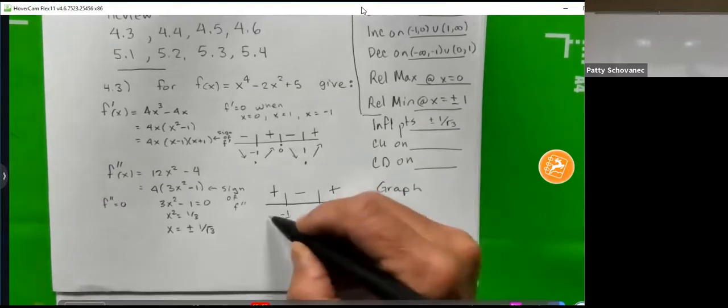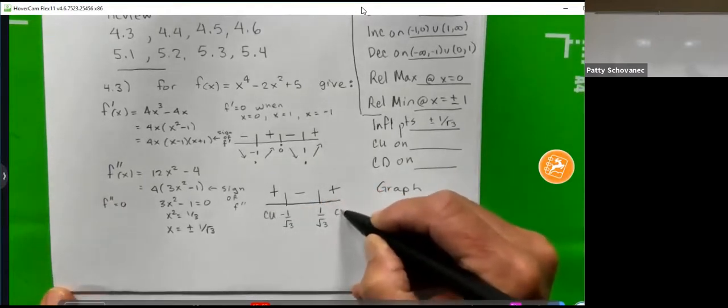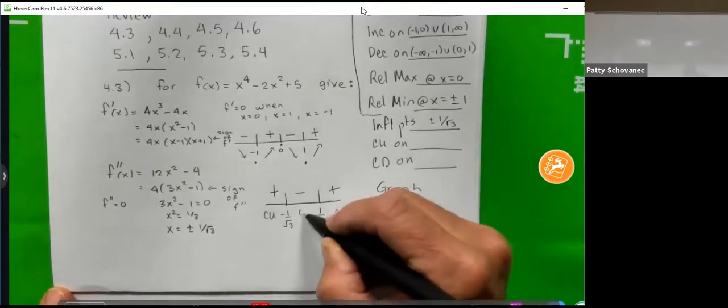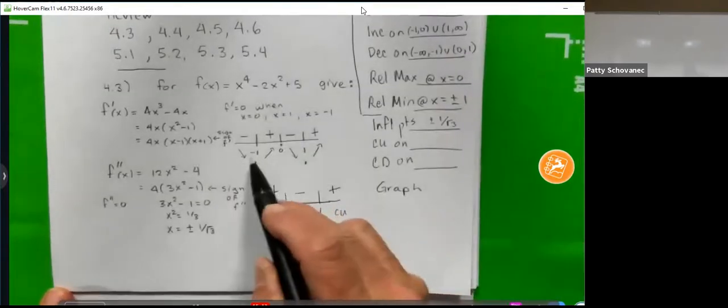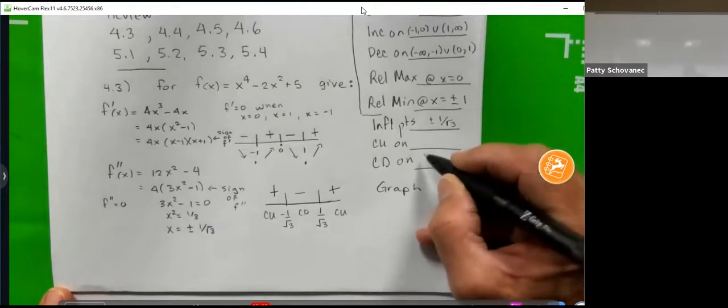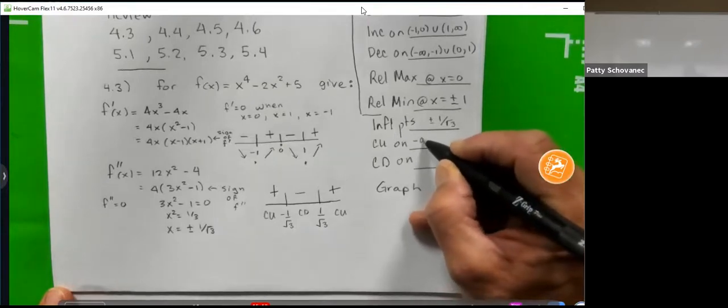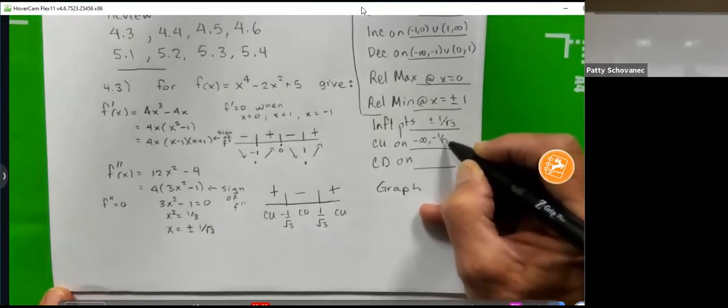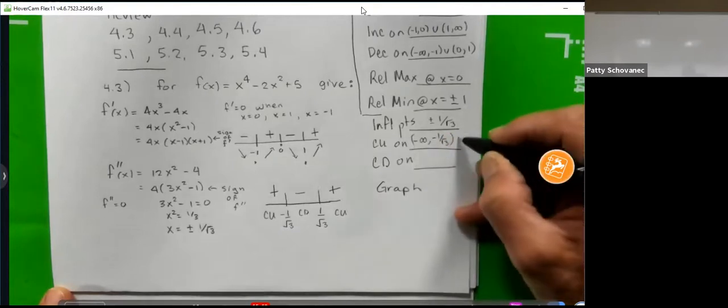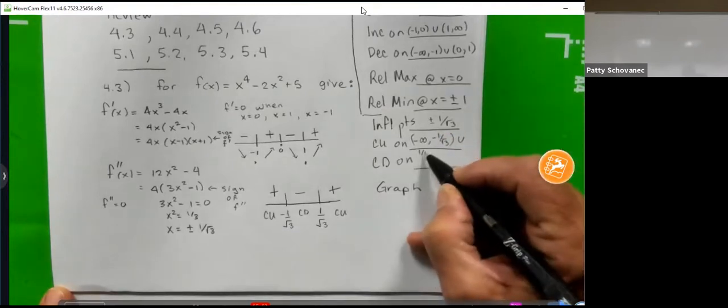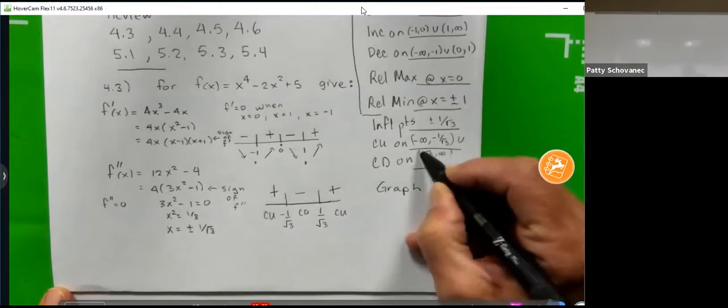So we got that it's concave up to the left and to the right of the inflection points, concave down in the middle, as what this little picture up here would suggest. So from minus infinity to negative 1 over square root of 3, and then again from 1 over square root of 3 to infinity.